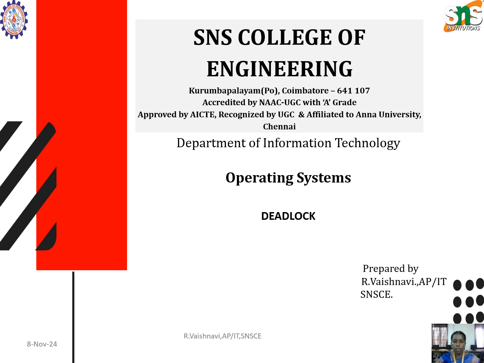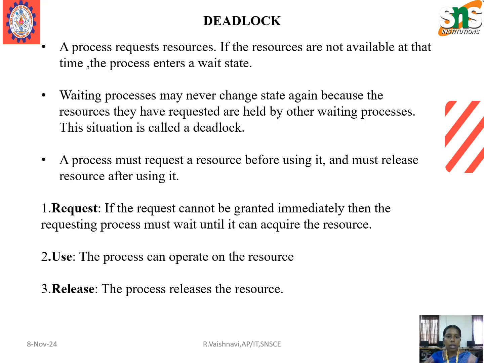Now we are going to see about deadlock in operating systems. Deadlock: a process requires resources. If the resources are not available at the time, the process enters the wait state. The waiting process may never change state again because the resources it has requested are held by other waiting processes. This situation is called deadlock.